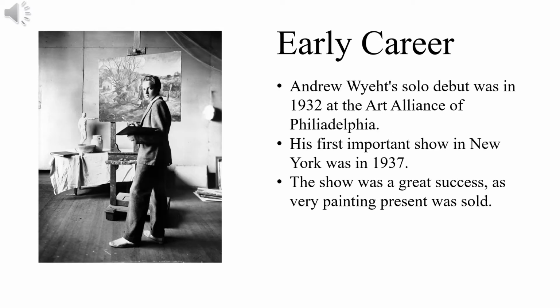Andrew Wyeth's solo debut was in 1932 at the Art Alliance of Philadelphia. His first important show in New York was in 1937. The show was a great success, as every painting present was sold. His artworks focus almost entirely on two locations: the Brandywine Valley around Chadds Ford, Pennsylvania, and the area near his summer home in Cushing, Maine. He was also the first painter to receive the Presidential Medal of Freedom.